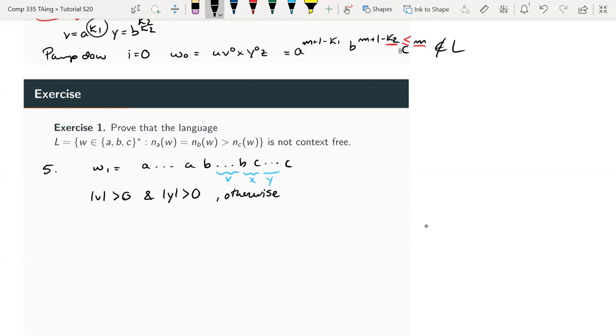Otherwise, if either of these is zero, then it reduces again to cases two or three. Because, for example, if the length of V is zero, then V is empty, so the only thing you can do is pump the C's. That would be case three, because then you're just pumping the C's.